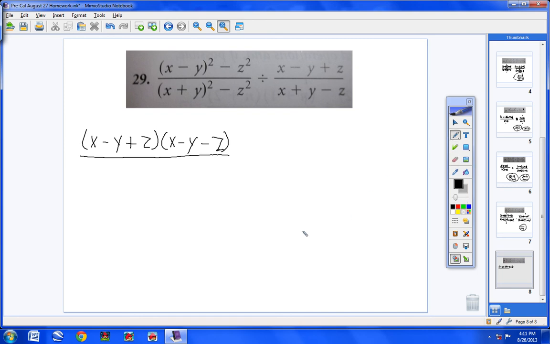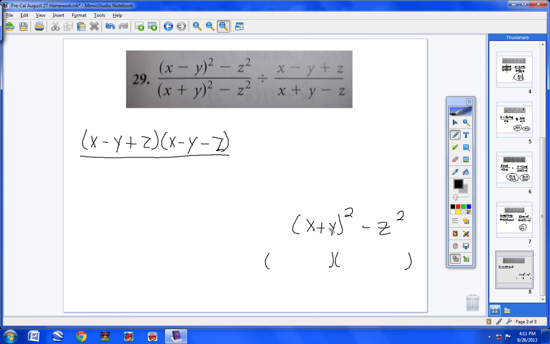Give it a shot. It's done pretty much the same way. We have x plus y in parentheses, quantity squared, minus z squared. I do know the square root of this expression, and I do know the square root of this expression, so I'm dealing with perfect squares. So when I'm dealing with perfect squares, I put my 2 parentheses.